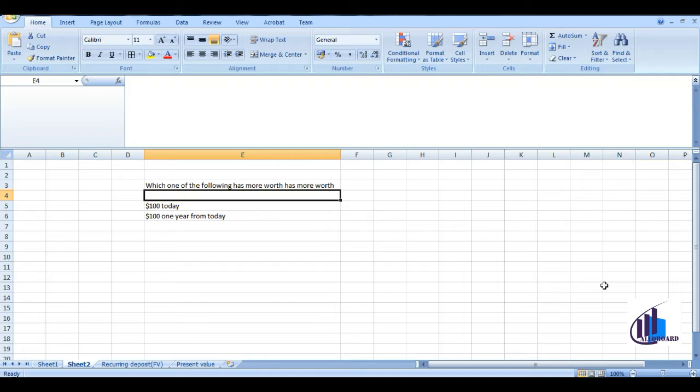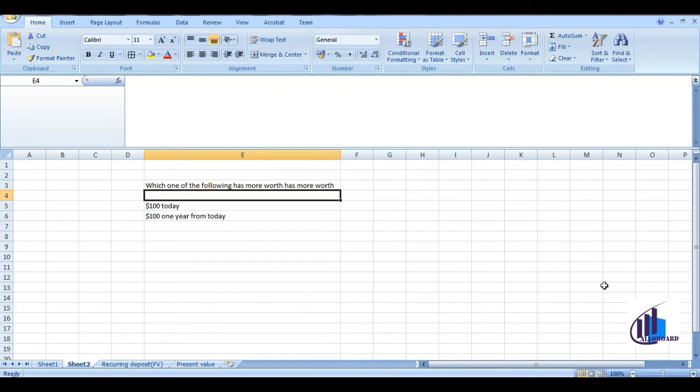Okay. The $100 today will be better than $100 1 year from today. The reason, I'll give you the reason with an example. Let's say, for assumption purpose, today you can buy 1 kg of rice for $100. Let's assume, all over the world, we are in an inflationary environment. So 1 year from now, the price of the rice would be, let's say, $110.